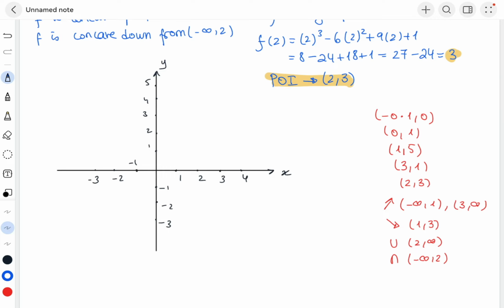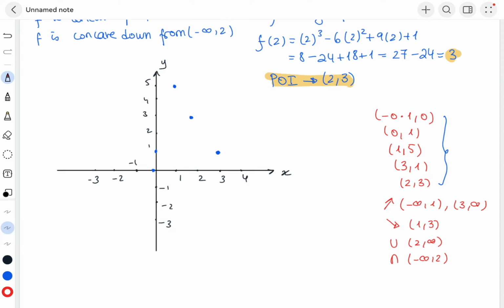Let's start first by drawing our points. These are the most important thing. At (-0.1, 0), it means approximately here. At (0, 1) means here. So we have these 2 points. At (1, 5) means here, when x is 1 and y is 5. Now, at (3, 1), it means x equal to 3 and y is 1. So this is another point, and at (2, 3).